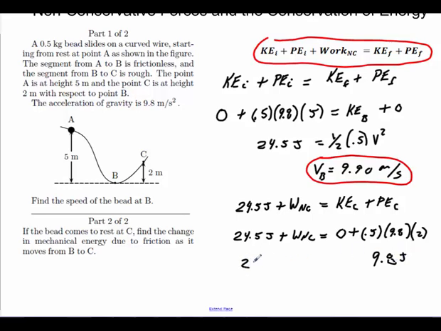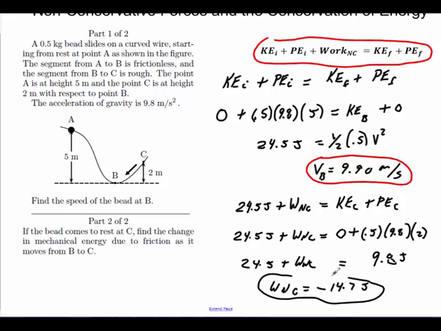So over here at 24.5 plus the work done by non-conservative forces. Now remember, the friction is doing negative work, because friction is pointing down and the direction of motion is going to be up. Since they're in opposite directions to each other, the work done by non-conservative forces will be negative. So the work done by non-conservative forces is equal to minus 14.7 joules. And that's it. That's a pretty straightforward problem.